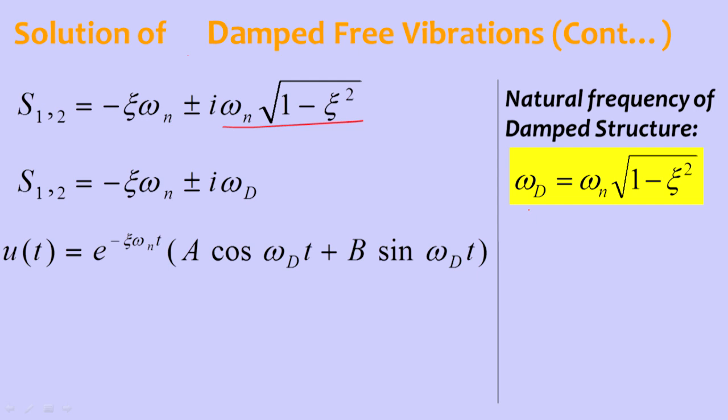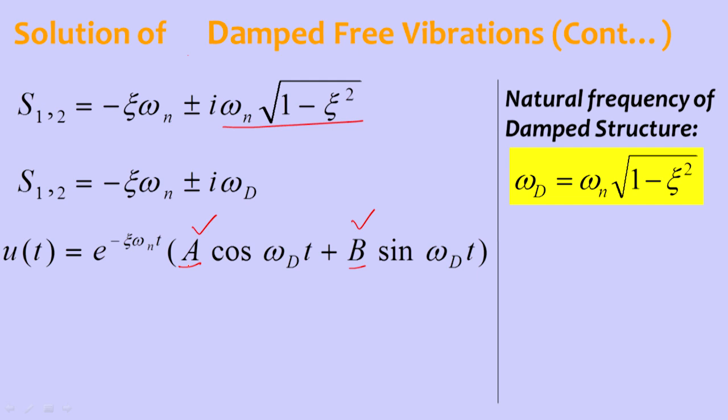Then upon substituting this s1 and s2 in the solution form, we get u(t) is equal to e to the power of minus zeta omega n t multiplied by a cos omega d t plus b sin omega d t. As you know, these two are constant terms which we need to get rid of. Now how do we get rid of these two constants? For that we need to use initial conditions.